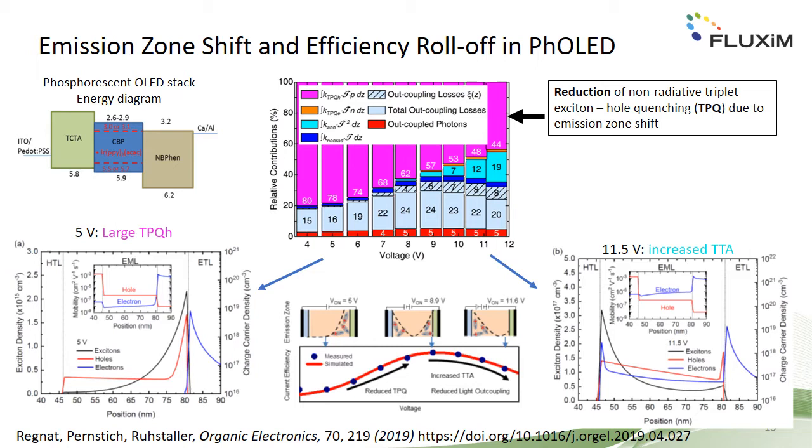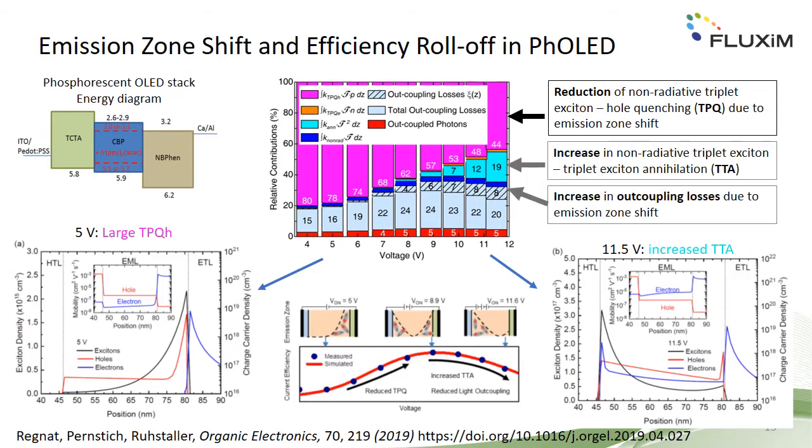But now at high voltage, the exciton density is much higher, on the order of 10^17 compared to 10^15 at low voltage, for 5 volts, such that now at high voltage we get an increased triplet annihilation, shown as a turquoise, bright blue cyan contribution that is increasing at higher voltage.